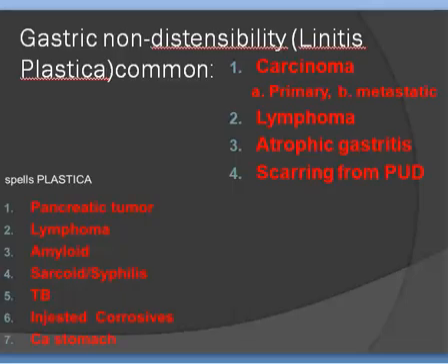Gastric non-distensibility, remember the spelling of plastica. The causes include pancreatic tumor, lymphoma, amyloid disease, sarcoid disease, syphilis, tuberculosis, ingested corrosives, and carcinoma. But for simplicity, the most common are four: carcinoma, lymphoma, gastritis, and scirrhous carcinoma.